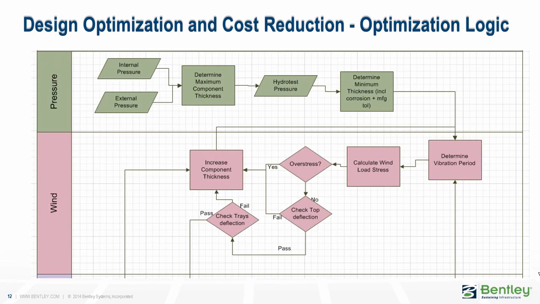Let's take a quick look at the optimization logic of the software. First, the internal and external pressure cases and hydrotest pressure calculations are performed and thicknesses determined, followed by vibration period determination and calculations for wind load conditions. If there is overstress, component thickness is increased, else it proceeds to calculate for a seismic load case. If the equipment is a vertical column and there is a specified maximum column deflection to be maintained, the software checks for that, and if that condition is satisfied, it proceeds to seismic load case calculations.